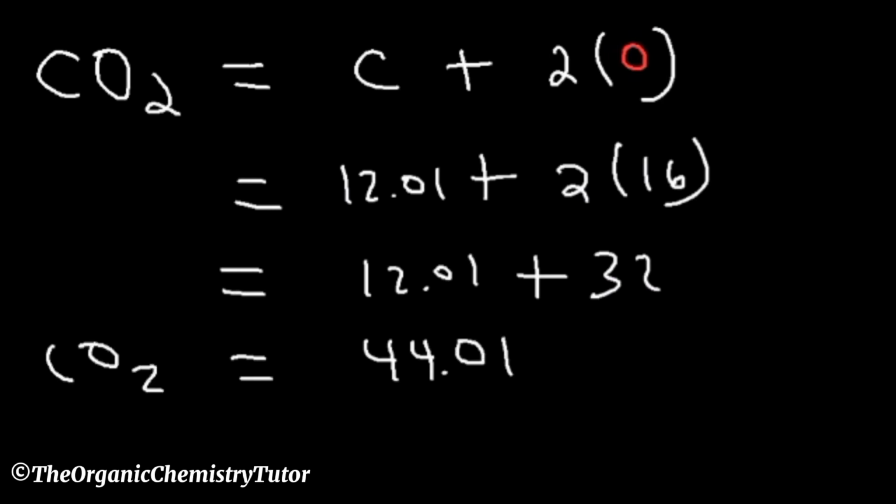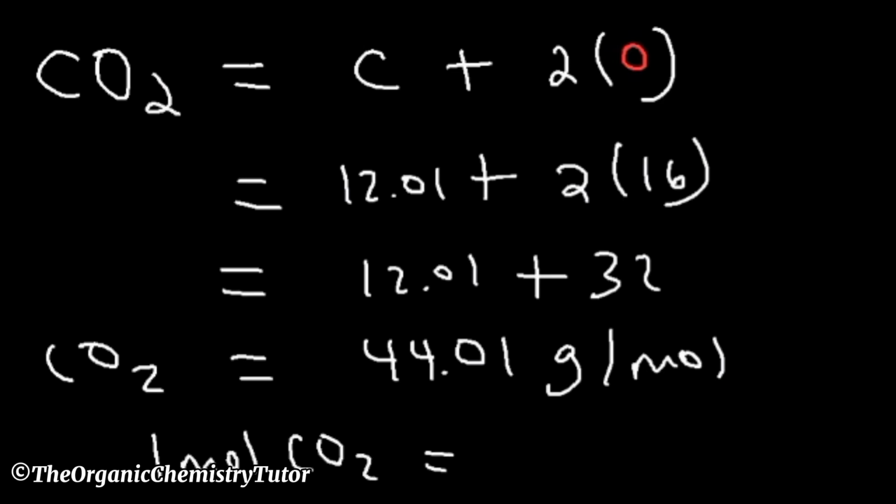This is the molar mass, also known as the molecular weight, since CO2 is a molecule. And it has units of grams per mole. So that's the molar mass of CO2. What this means is that 1 mole of carbon dioxide has a mass of 44.01 grams. Molar mass is the mass of 1 mole of a substance. Let's try some more examples.